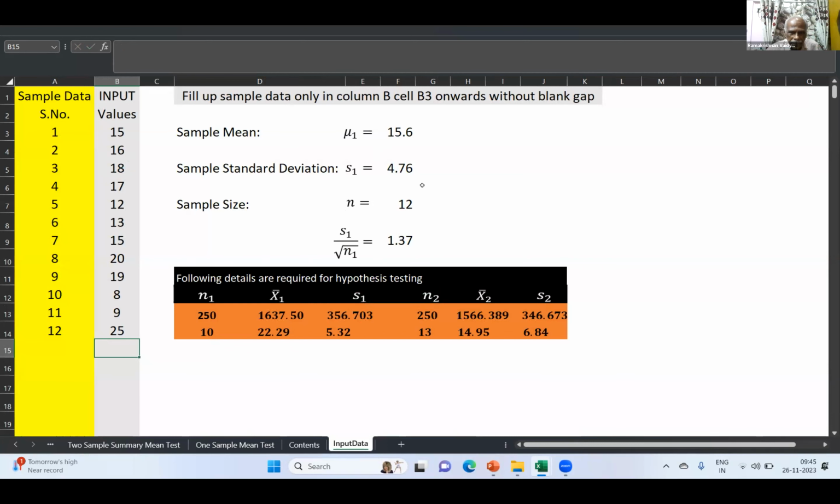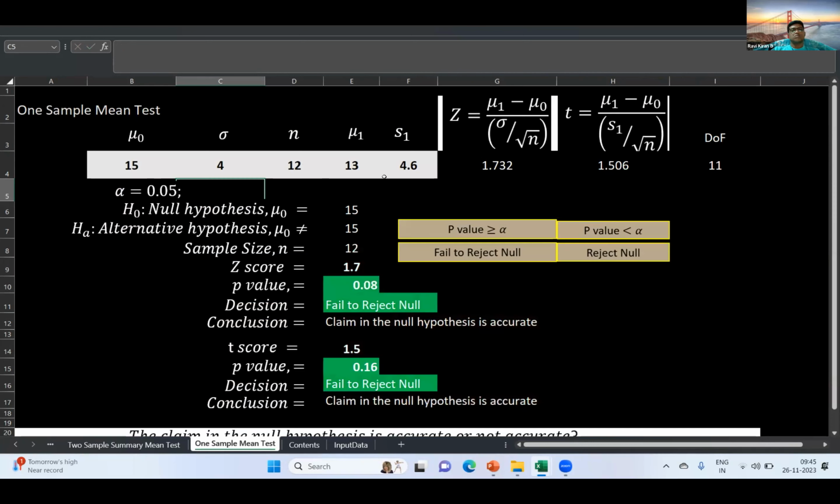Therefore, this is how you go to the input data, find the sample size, mean of the sample, standard deviation of the sample, put the values here, put the population data, and you will get the sample mean results. And the conclusion also is there. Claim in the null hypothesis is accurate. What is the claim? Null hypothesis, mu naught is equal to 15. This is accurate. Otherwise, claim in the null hypothesis is inaccurate.